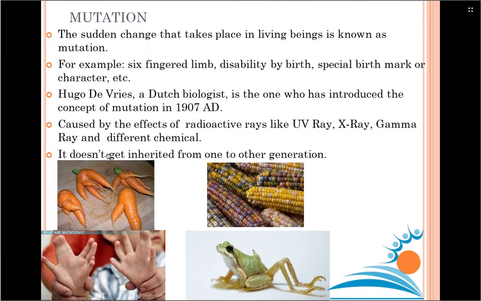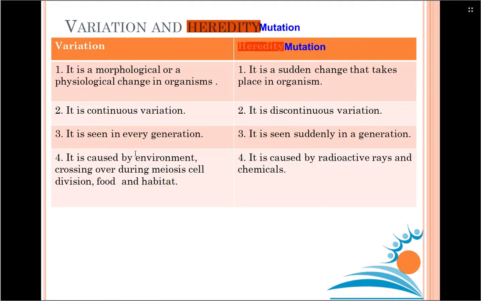The cause of mutation is radioactive rays, like UV ray, X-ray, gamma ray. That means if a person is more exposed to such harmful rays, then you can see a sudden change in his life, and that is called mutation. And as I told you, it does not get inherited from one generation to another.